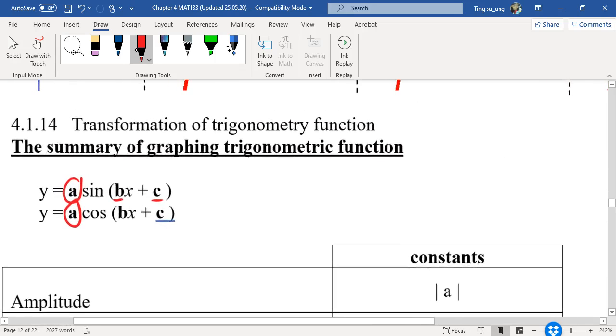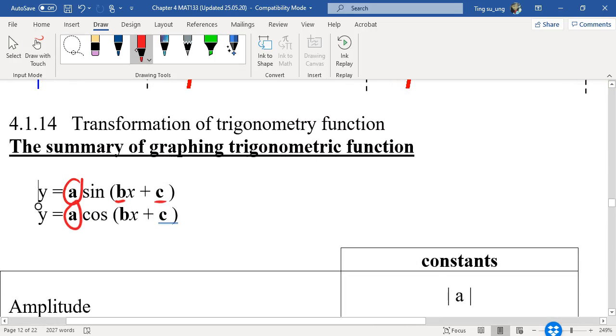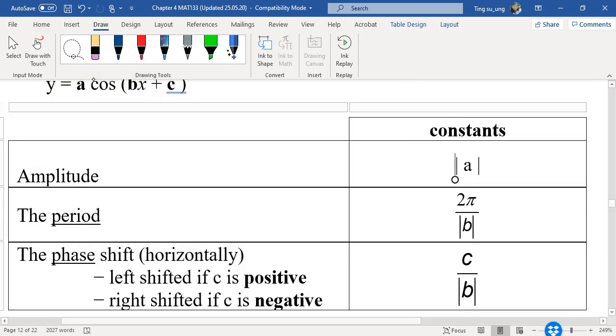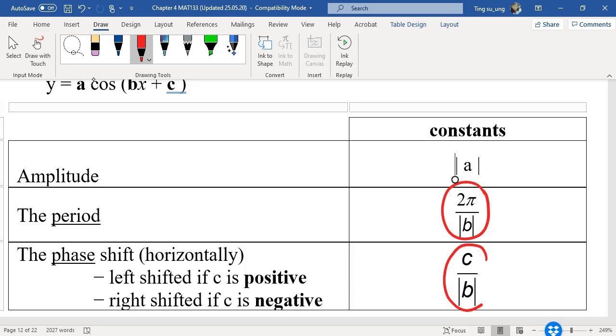So as I said, amplitude will be absolute A, meaning to say that it will always be positive. For period you need to remember it will be 2 pi over absolute b. Phase you will have c over absolute b. Now period should be okay, but you must be careful on the phase.